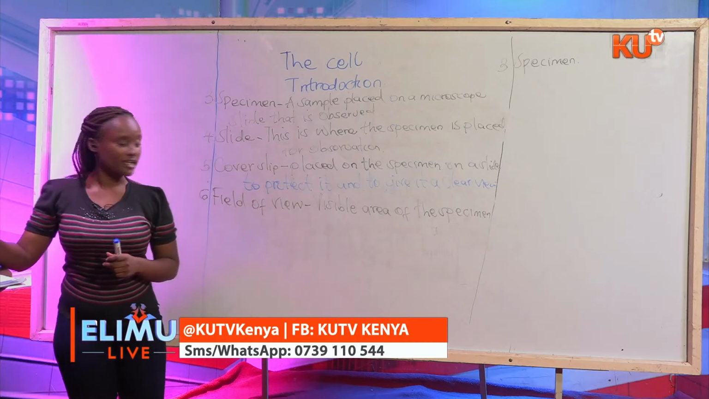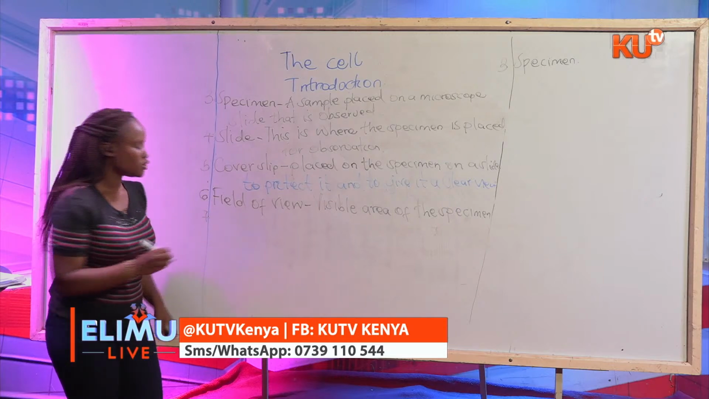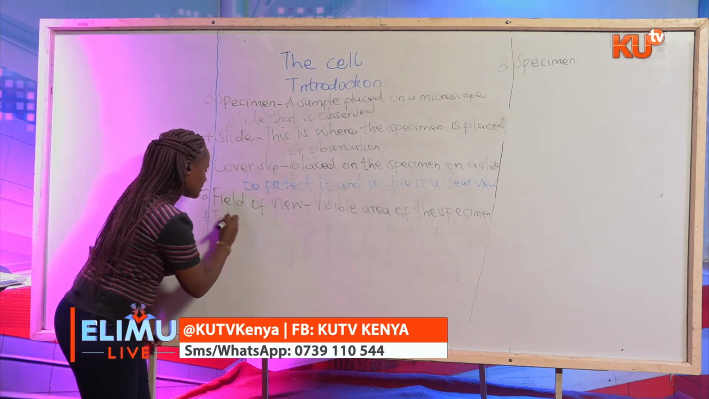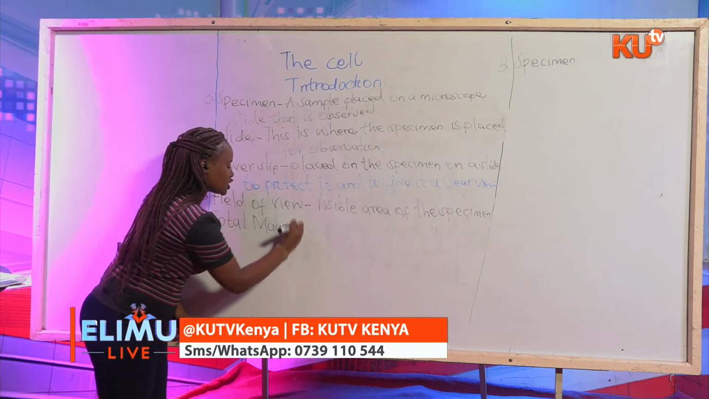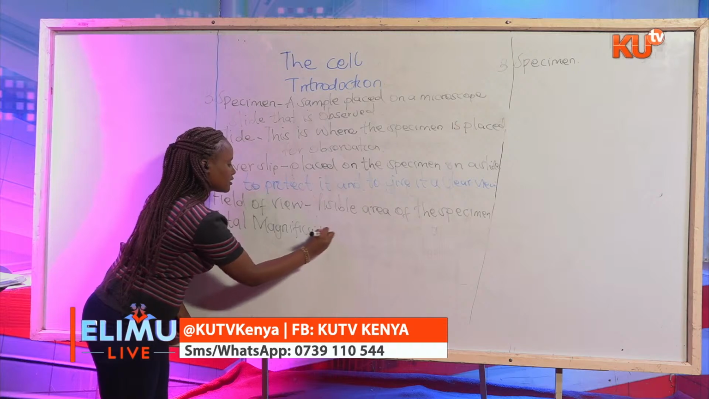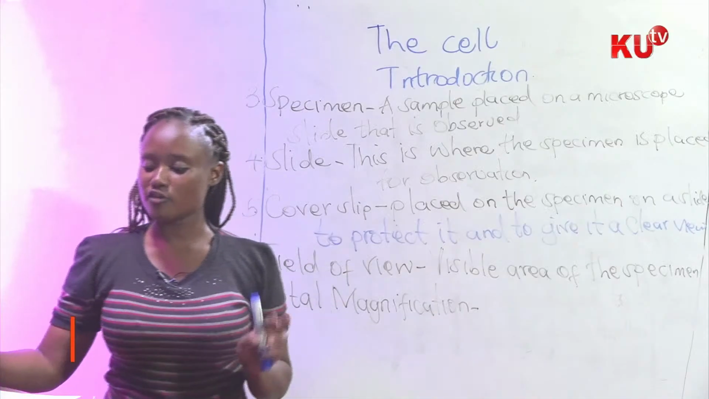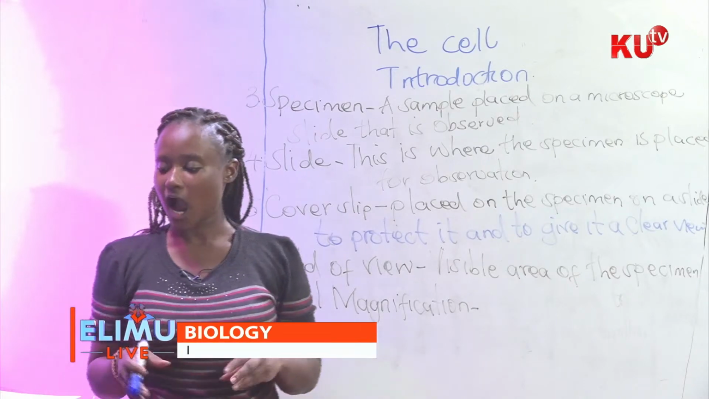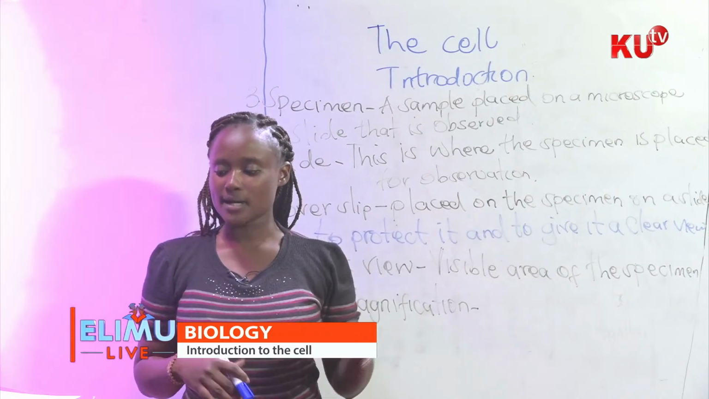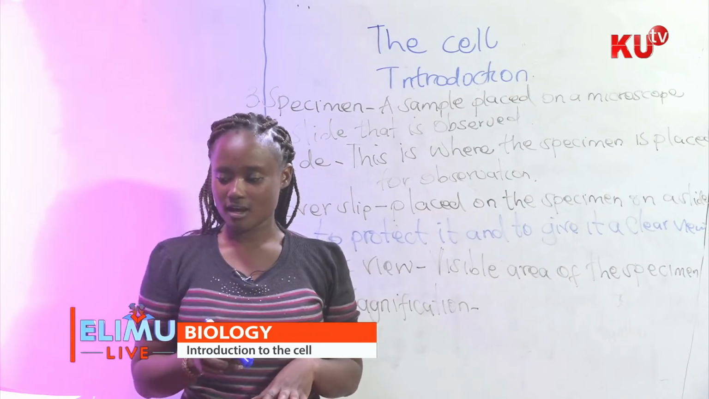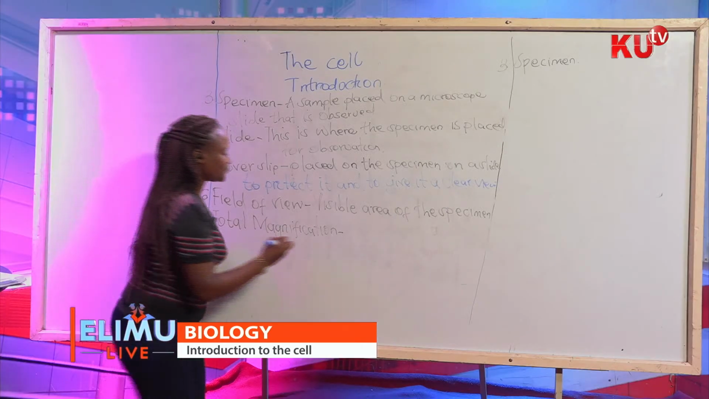Now we go to the next one, the seventh. We have the total magnification. What is total magnification? This is the overall magnification achieved by multiplying the magnification of the eyepiece by the magnification of the objective lens.